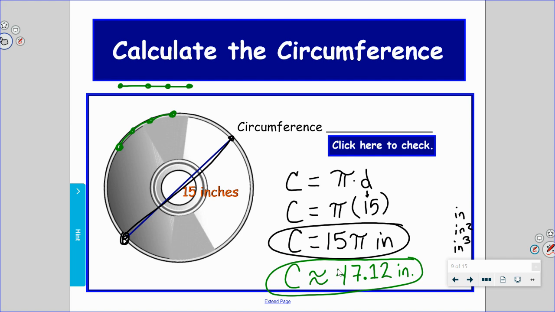Now at this point, I want you to notice the four lines that I'm expecting for the homework. Line number 1 is to figure out which formula to use. Line number 2 would be to substitute in the number. Line number 3, simplify by putting the numbers in front of the pi. And line number 4 is to calculate it and then round it to the nearest hundredths. Don't forget our units. We're not talking square or cubic inches. We're talking simply inches around that piece.